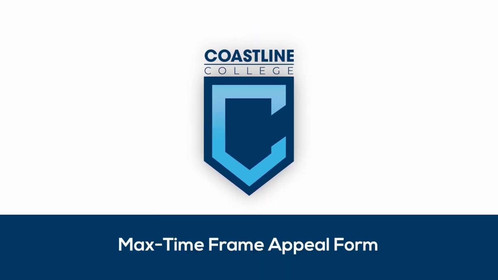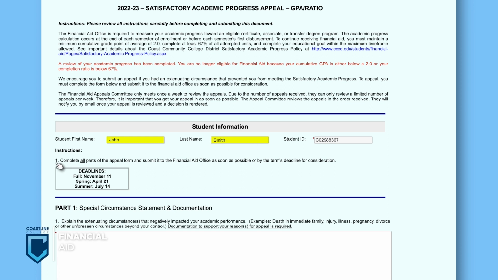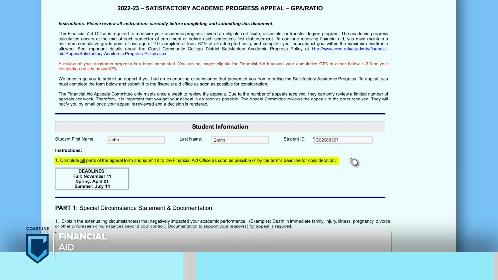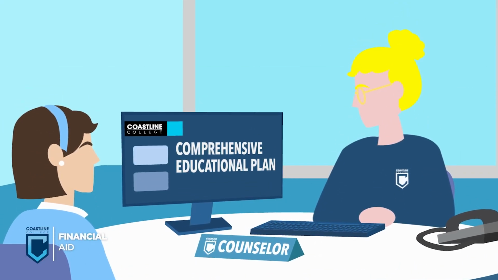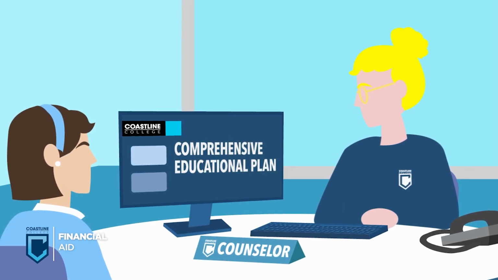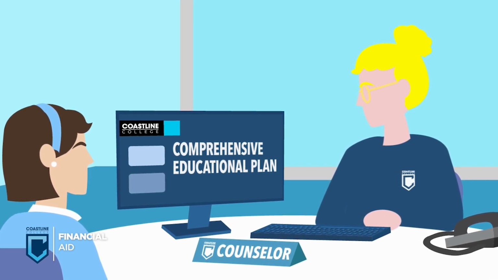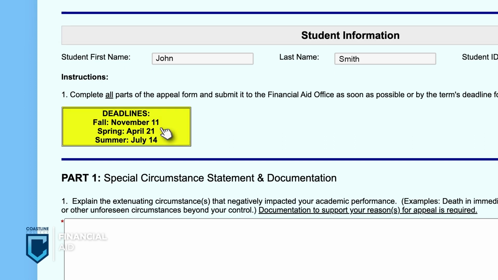How to fill out a max timeframe appeal form. Student information. Please provide your first and last name and read this section carefully. You must schedule an appointment with an academic counselor to create a comprehensive educational plan. It is very important that you let your counselor know that your plan needs to be a comprehensive educational plan. If your educational plan is abbreviated, it will prevent your appeal from moving forward to the appeal committee for consideration. Pay close attention to the appeal deadline that is provided and applies to the correct semester you are submitting.